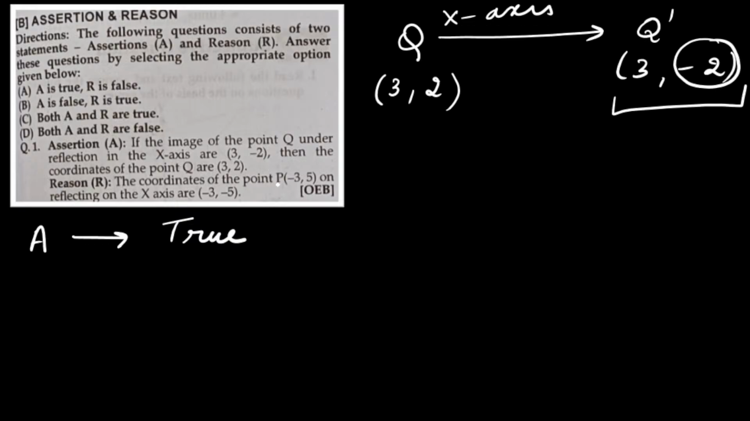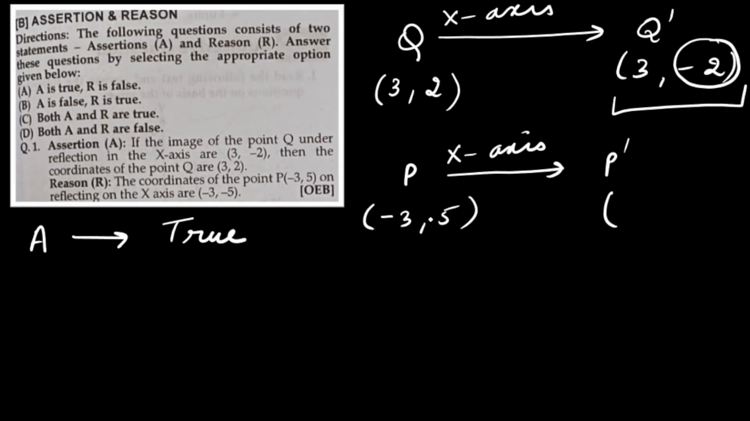So let's check the reason. The coordinates of the point P on reflecting on the x-axis. So P's coordinates are given to us and reflection is again happening in the x-axis, so we have to check the coordinates of its image, whether the image coordinates are true or not. Minus 3, comma, 5 are the coordinates of the point P. If reflection happens in the x-axis, the x point will remain the same, so x will remain minus 3 only. y is going to be changed, so 5 will be changed to minus 5. That's what is given to us also.